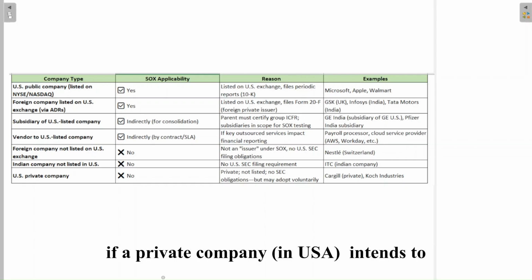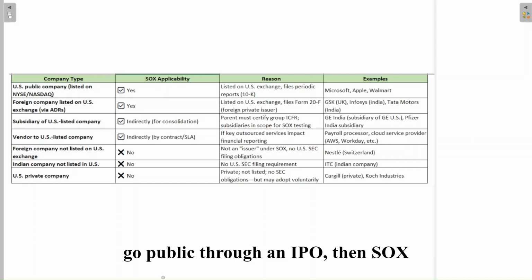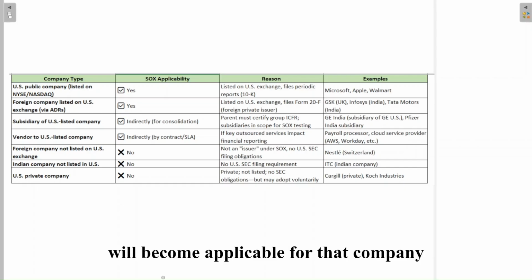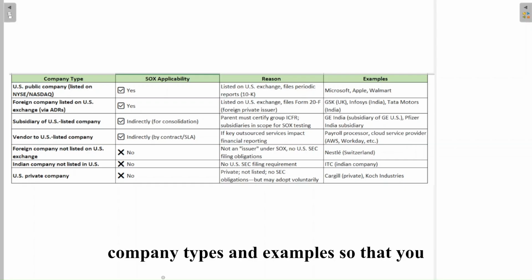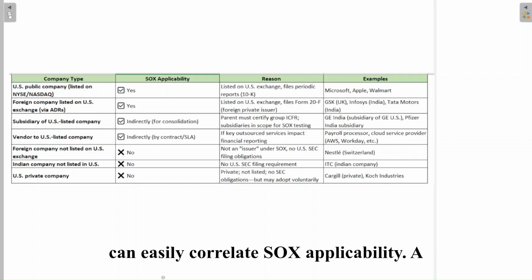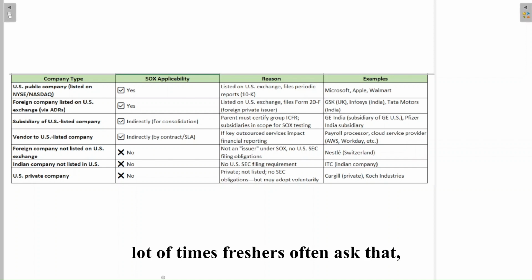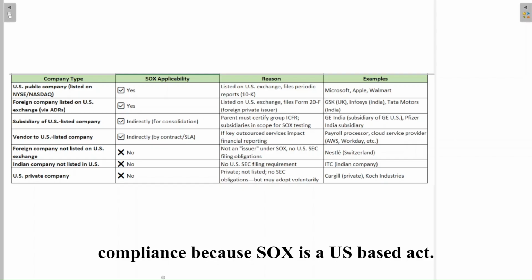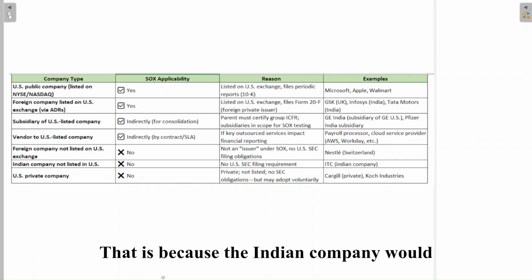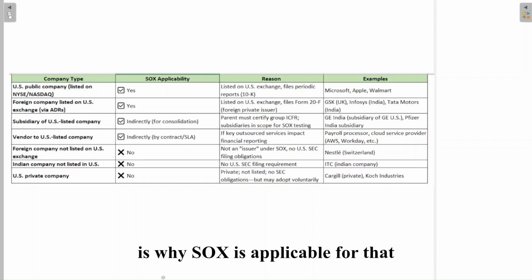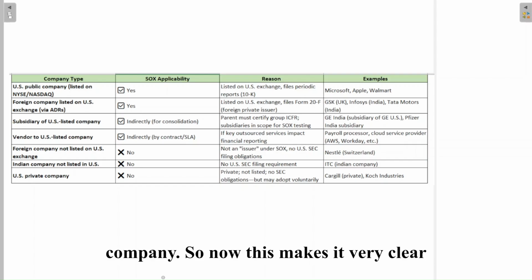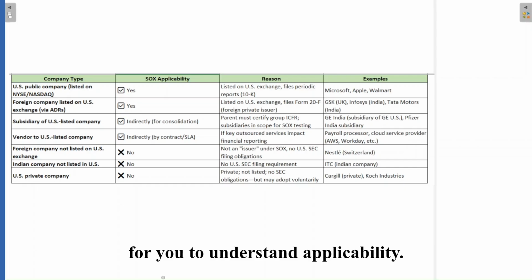However, if a private company intends to go public through an IPO, then SOX will become applicable for that company too. So on the screen, you have different company types and examples so that you can easily correlate SOX applicability. A lot of times, freshers often ask that, hey, the company is an Indian company, then why are we still testing for SOX compliance because SOX is a US based act? That is because the Indian company would have its securities listed in US, and that is why SOX is applicable for that company. So now this makes it very clear for you to understand applicability.